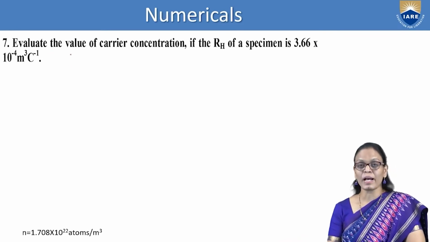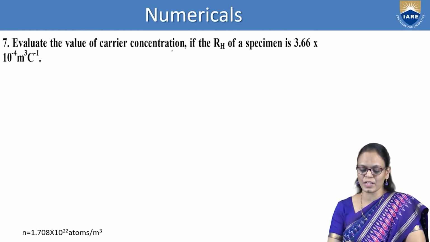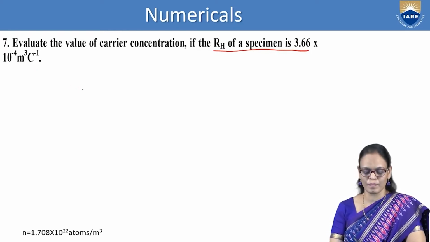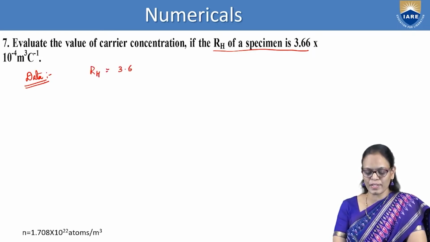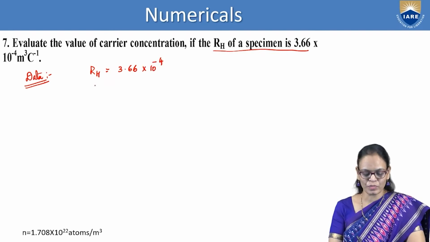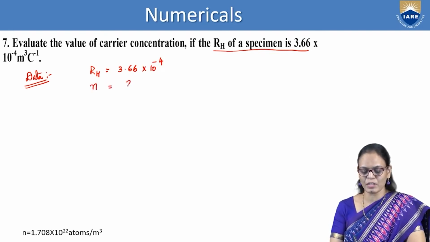Next one. Evaluate the value of carrier concentration if RH of the specimen is given 3.66 into 10 power minus 4 meter cube per coulomb. So it's a very simple numerical. What is the data given? RH is 3.66 into 10 power minus 4. We have to find carrier concentration N. We know the value of E, 1.6 into 10 power minus 19 coulomb.